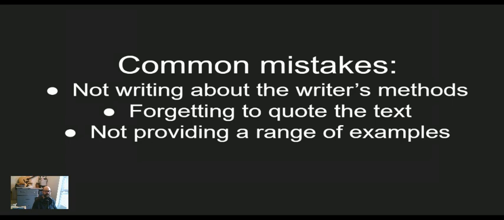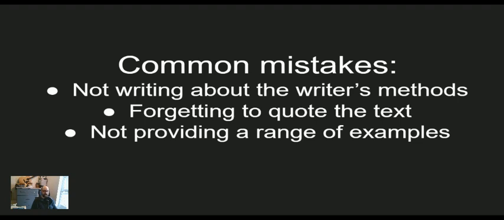Okay, so these are some common mistakes that candidates tend to make when approaching this question. First one, not writing about the writer's methods. So that middle bullet point in the question encourages you to think about what techniques, methods the writer has used to have an impact. Also, forgetting to quote the text altogether happens quite frequently. And if you're not quoting the text, you can't write about it in great detail. So picking out those short, punchy quotes for analysis is a really good way to go.